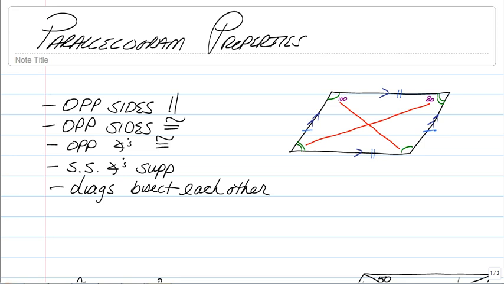So if the diagonal from the top left to the bottom right was 10, it would be split to 5 and 5. So when we say that they are congruent, that means this piece is congruent to this piece, and this piece is congruent to that piece. So the diagonals themselves are not the same length, but they cut each other in half into 2 congruent pieces. All right? So those are your 5 main properties of a parallelogram.